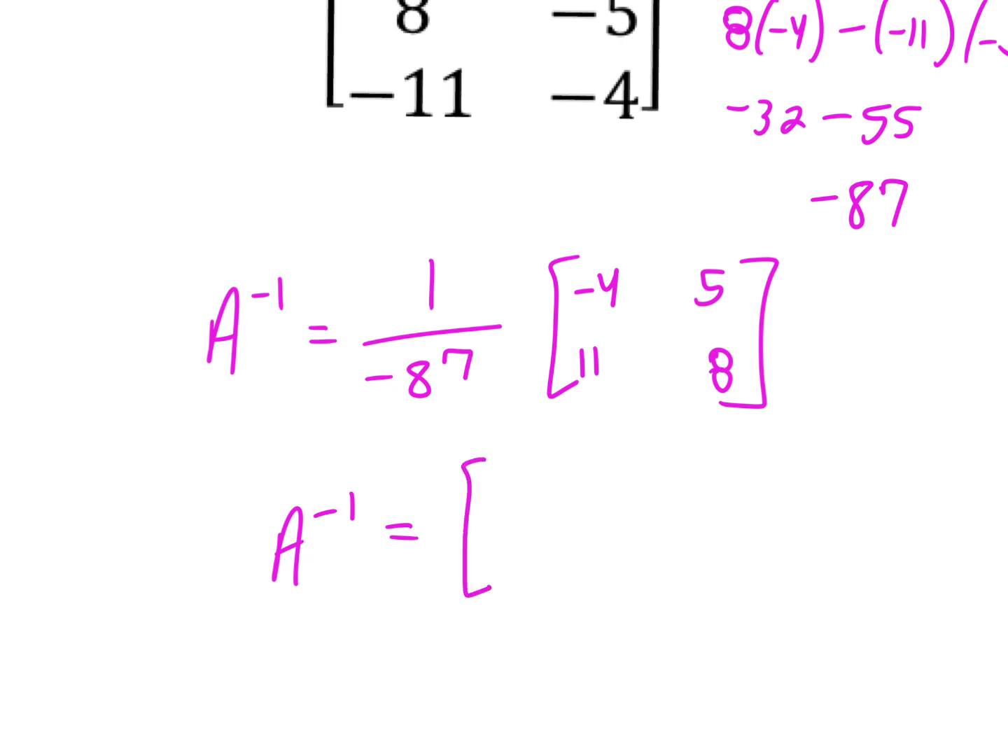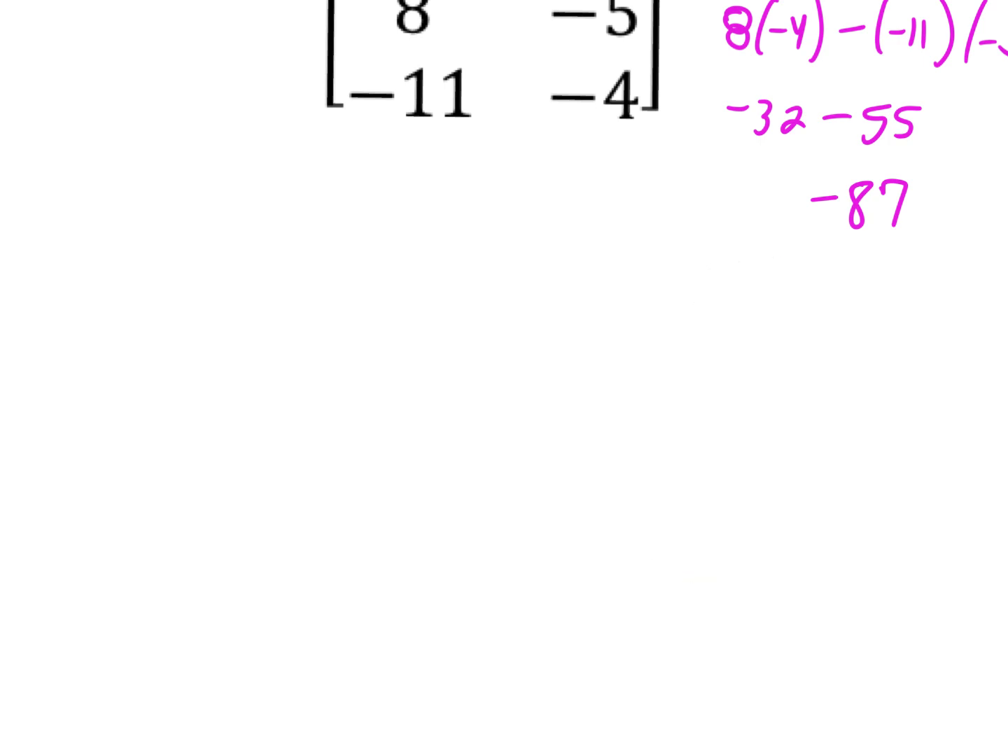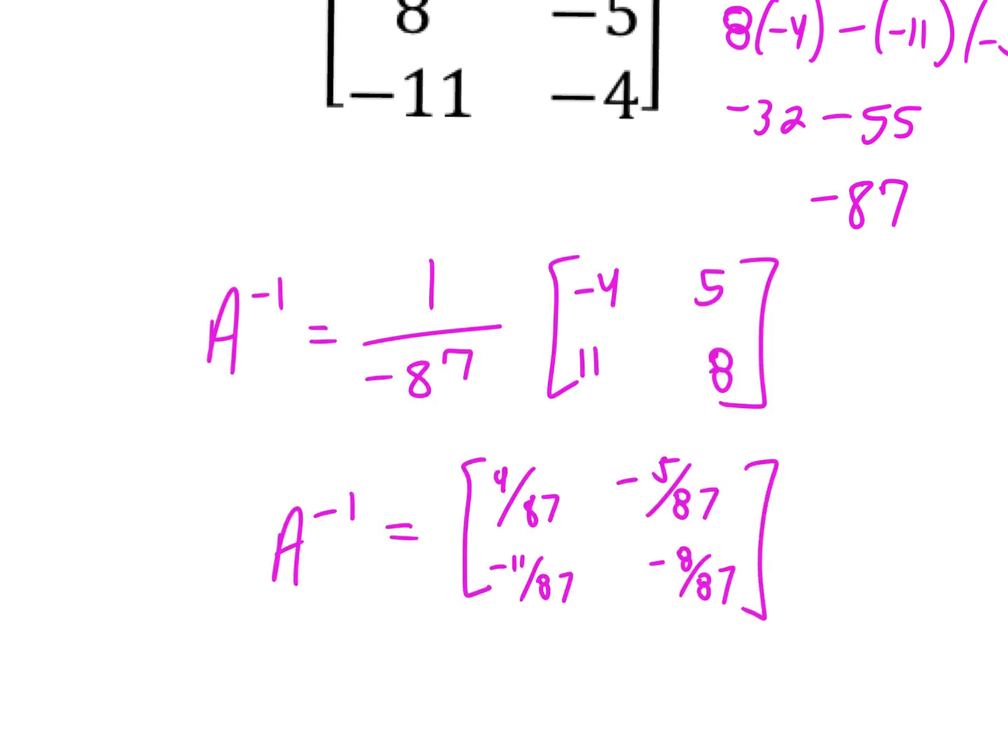So a negative times a negative becomes a positive. This becomes negative 5 over 87. This is negative 11 over 87. And this is negative 8 over 87. And that's it.